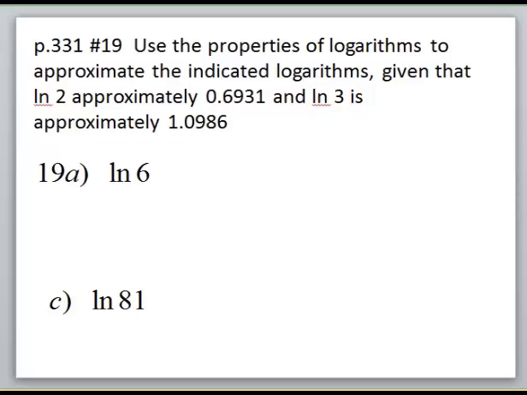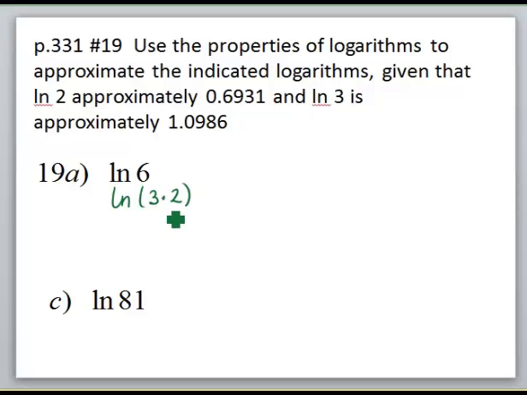The next type of problems we're going to look at are using the properties of logarithms, and we're going to approximate the indicated logs. So I'm given that the ln of 2 is approximately 0.6931 and the ln of 3 is approximately 1.0986. How does that help me? Well, 3 times 2 is actually 6. So really this says the ln of 3 times 2.